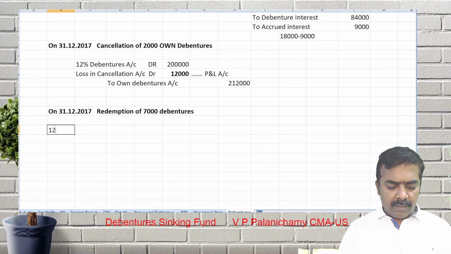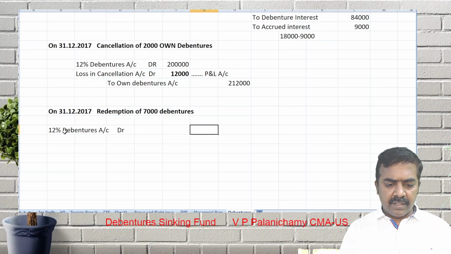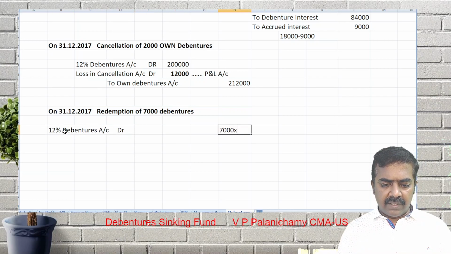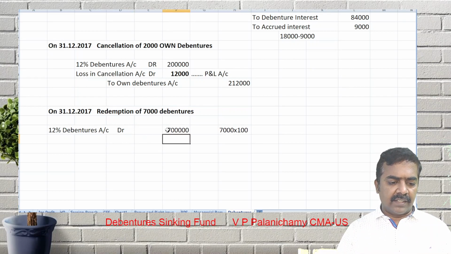Look at 12% debentures account debtor. எவ்வளவு வேல்யூ இருக்கும்? 7,000 into 100. 7,000 into 100 என்ன இருக்கும்? 7 lakhs. 7,000 into 100, 7 lakhs.